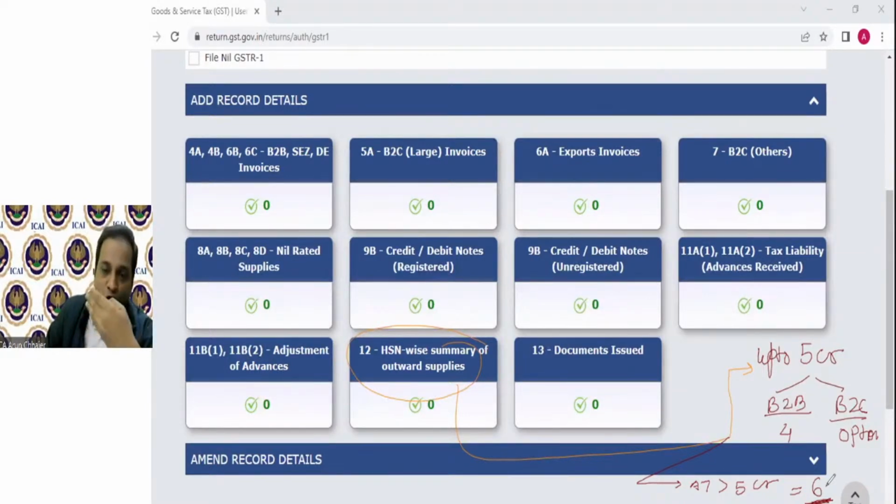If the supply is not made and advance has to be refunded, then there is a separate process we are not discussing right now. In the document, you are correct, Geet, that you will issue the tax invoice, you will issue the refund voucher. That is correct.